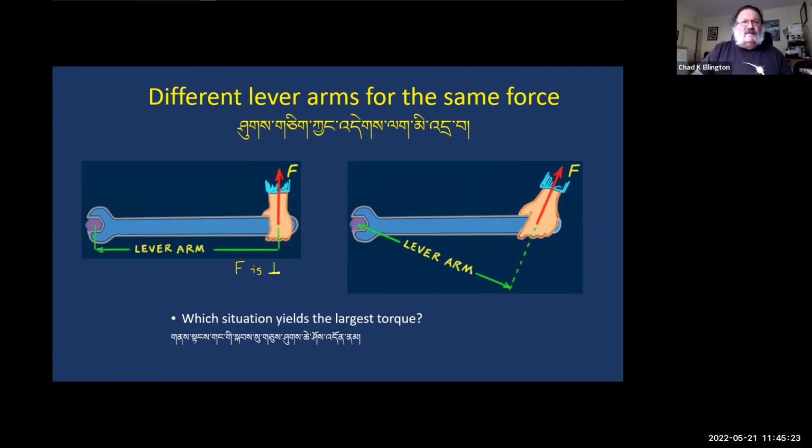I'm just writing F is, and I'm using the little symbol that we use for perpendicular.